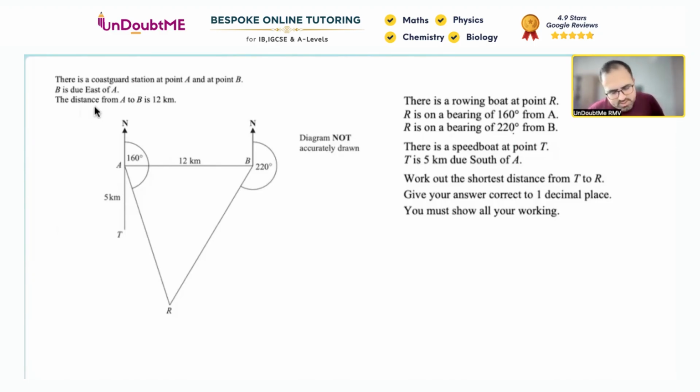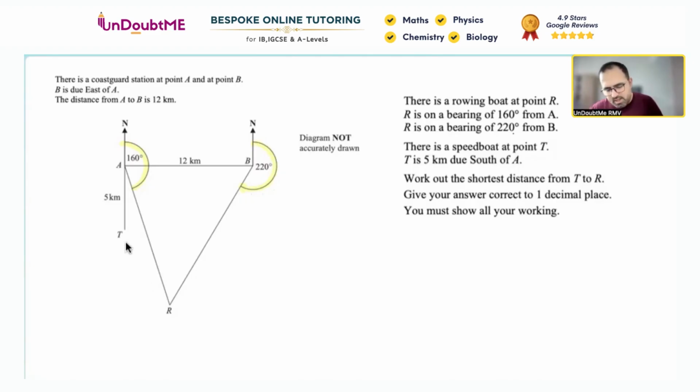The distance from A to B is 12. There is a rowing boat at R. R is on a bearing of 160 from A. From A, this is the angle. R is on a bearing of 220 from B. Now, this is for the first time you will see a reflex angle. Anything greater than 180 is known as a reflex angle. So since bearing is measured with respect to the north line, this 220 degree will be taken like this.